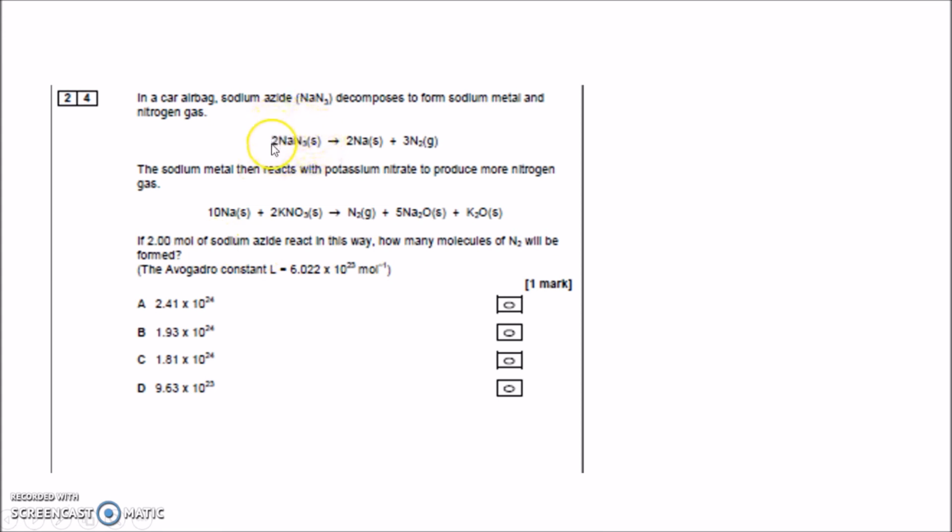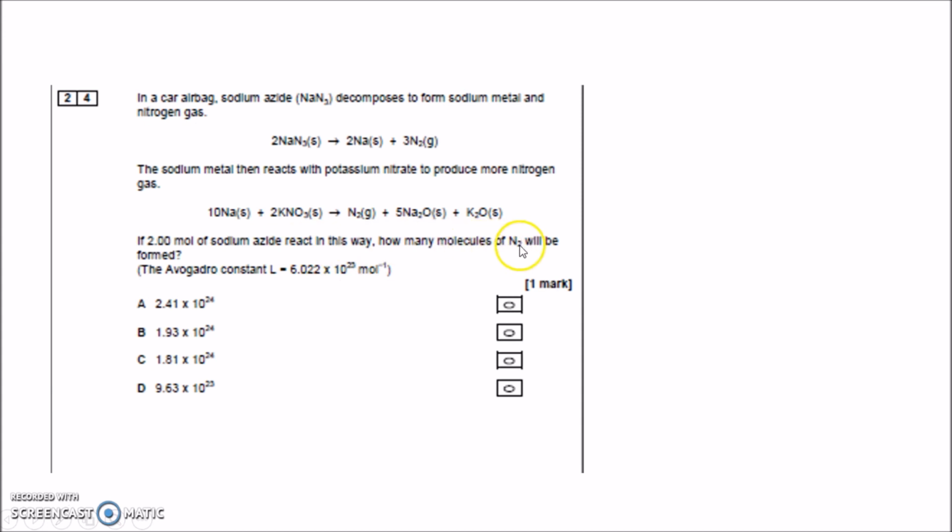Well, 2 moles of sodium azide would make 3 moles of nitrogen. So the answer, you'd think on first look, would be 3 moles of nitrogen. But in the process, it makes 2 moles of sodium. 10 moles of sodium makes 1 mole of nitrogen. So 2 moles of sodium would make 2 is a fifth, 0.2 of 10. So 10 would make 1, so 1 mole of sodium would make 0.1. 2 moles of sodium would make 0.2 moles of nitrogen. So I've got 3 moles of nitrogen, add another 0.2 moles of nitrogen, I've got 3.2 moles of nitrogen. So it makes 3.2 moles of nitrogen.